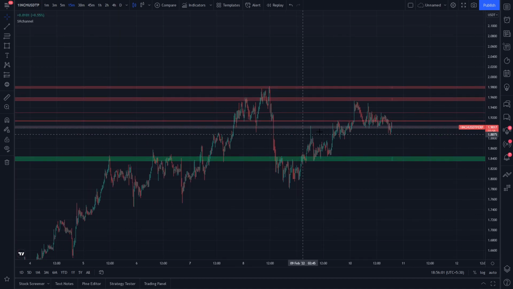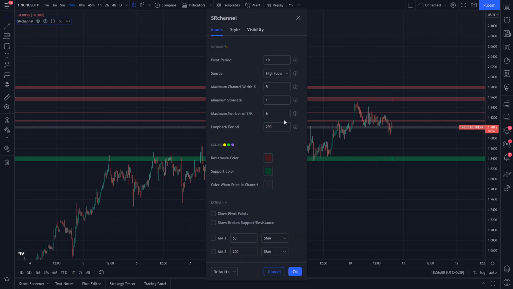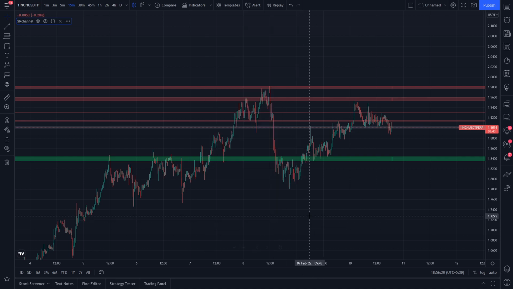It's better if you could draw support and resistance manually. If not, this saves time. So let's go into the settings. Let's reduce this. I think 6 is too much. Let's reduce the number of lines to probably... I think 6 should be fine, right? Yeah, let's leave it at 6.